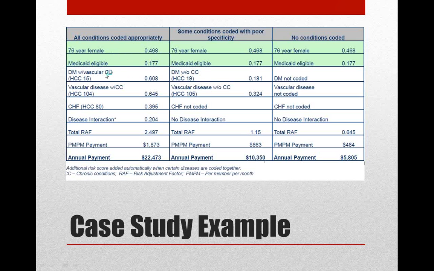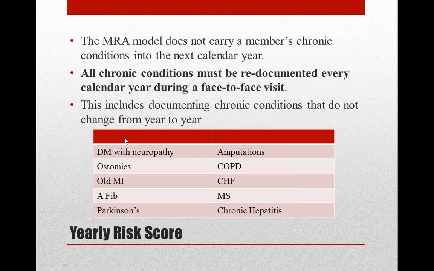But if you truly code this right with the diabetes with vascular complications, the 250.70, the CHF, the vascular disease with complications, and you get that disease interaction, you've now got your risk score up to almost 2.5. That same patient gets $22,473 allocated as opposed to the $5,800, almost $17,000. So you can see if you don't do this for several patients out, it's going to be very difficult to show cost savings.